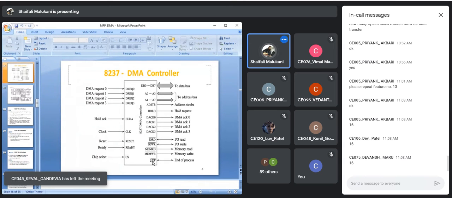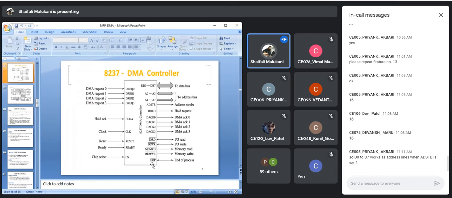End of process indicates that I am ready, I am done, or stop doing this. If you want to inform your 8237 to stop doing the task, you can send that signal here. Or if your 8237 is done with the task, it will send the signal here. Reset means everything is 0 now, as if you are starting from the beginning. You will send a signal here. Chip select is to select your DMA controller, and I think all the pins are now clear. One pin is remaining, which is the AEN pin, which is not shown here.